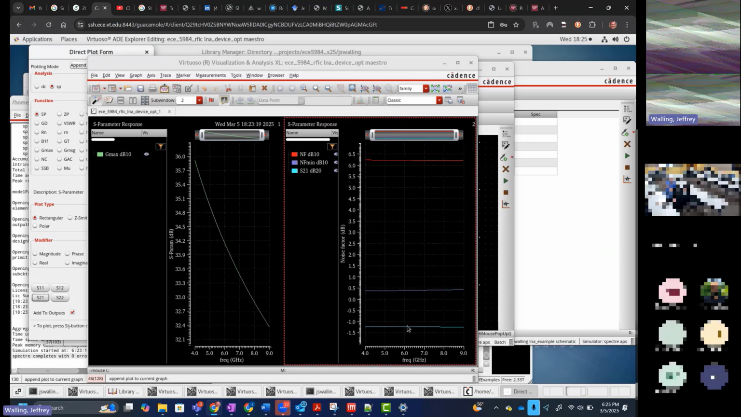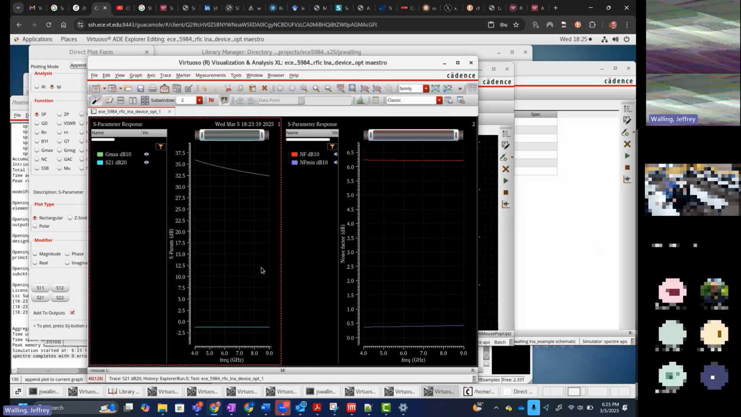Oops, I put it in the wrong plot. All right, so you can see we're not matched very well. That's what's causing most of this reflection. And because of that, it's actually got some loss and poor noise performance. But the nice thing about that method is you have a way to quickly look and see what it can do.